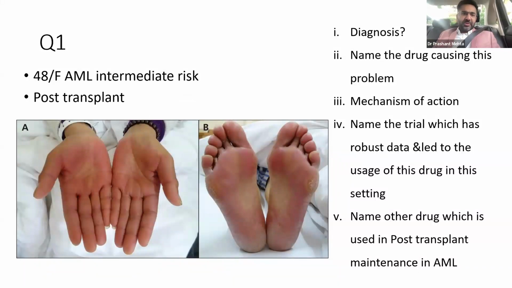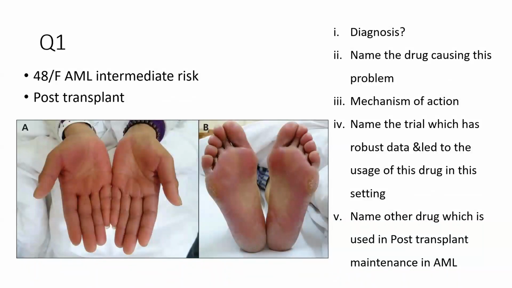Thanks. There is a question on the screen now. This is a patient with AML post-transplant, and you see this peculiar rash on the hands and feet. Let me ask our examinees, what is this about? There are a few questions on the screen. Dr. Rohan and Dr. Aishwarya, you can take up these questions and answer each one of those. What do you see here? What's going on?